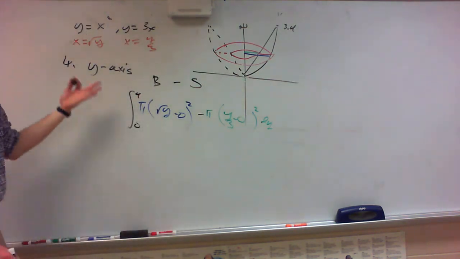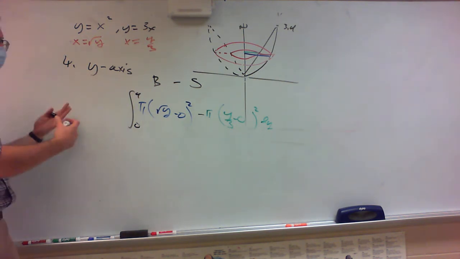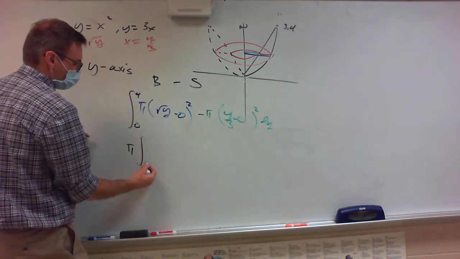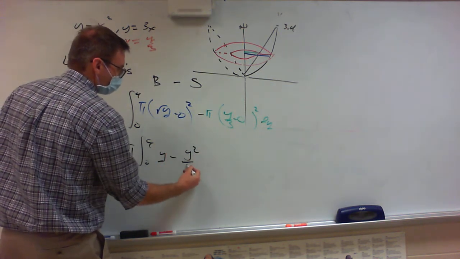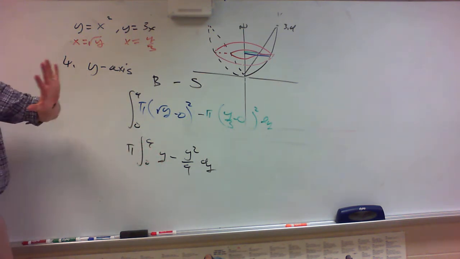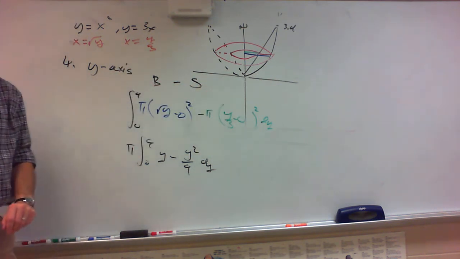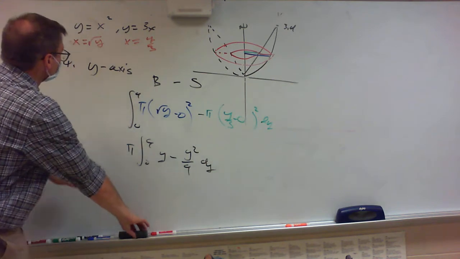Of course, this would be fine on a free response question, but if it were multiple choice, they're going to factor the pi out. So that when they factor the pi out, that's going to give me pi, the integral from 0 to 9. They would actually say this is y minus y squared over 9 dy. So that's kind of the simplified version, which is fine, but I want to make sure you understand it's really circle minus circle. Does this make sense? All right? Okay. Everybody ready?